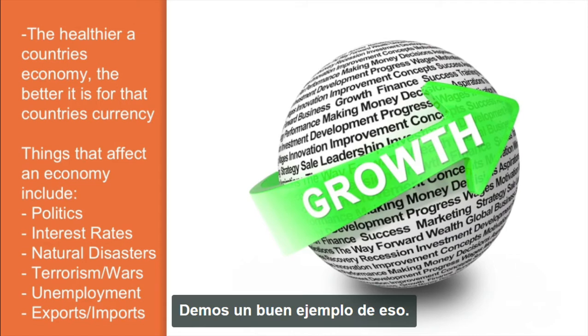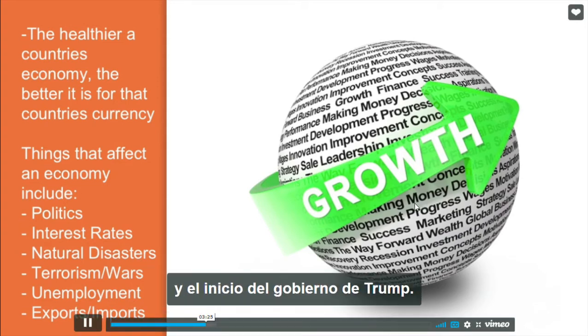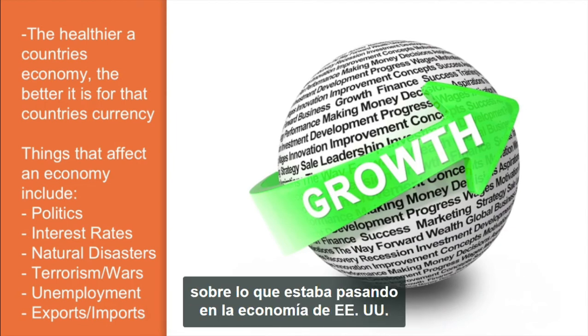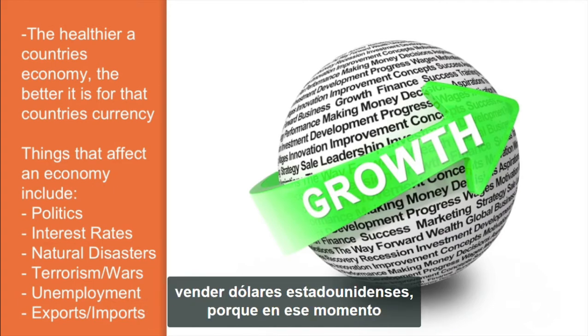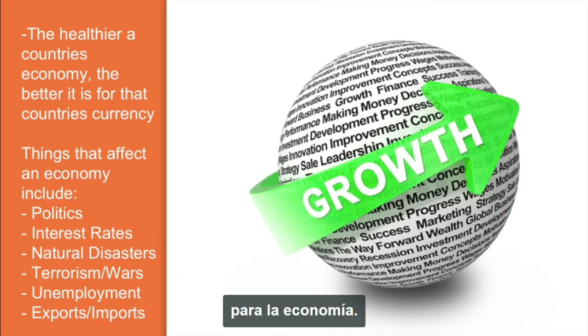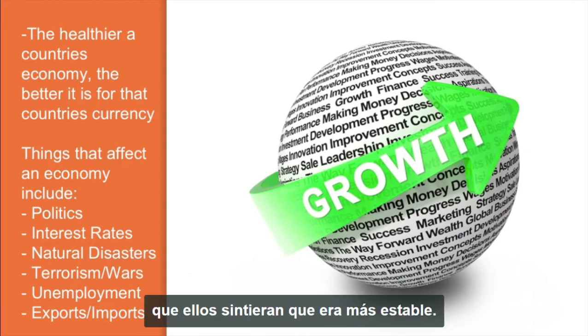Let's give a good example of that. So, for instance, around the world, when the election in the U.S. was happening, everybody was watching. We watched the Obama administration end and the Trump administration begin. And all around the world, everyone felt some kind of way about what was happening in the U.S. economy. As a result, a lot of people decided to sell the U.S. dollar because at that moment they felt that wasn't very good for the economy. So they decided to sell and buy into another economy that they felt was more stable.